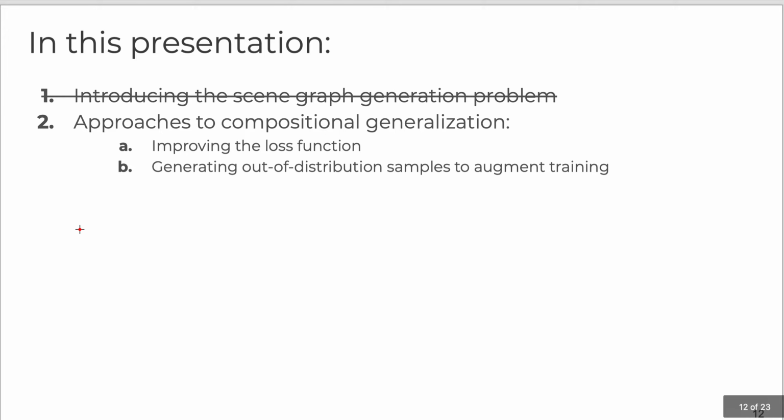Okay, so also, I would like to briefly talk about two approaches we investigated to improve compositional generalization in particular. So one is based on improving the loss function, and another is based on generative models and GANs.